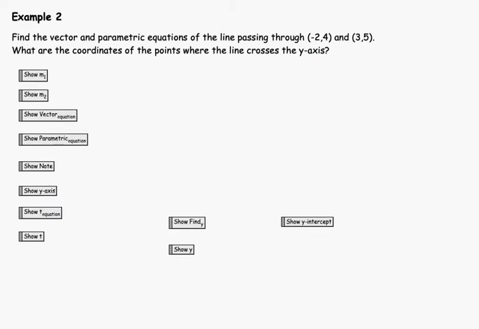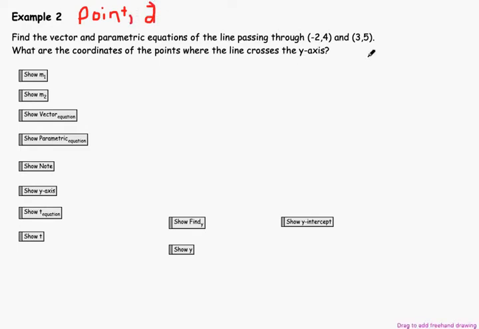Find the vector and parametric equations of the line that passes through negative 2, 4 and 3, 5. What are the coordinates of the points where the line crosses the y-axis? So the first thing we need is a vector equation. And what do we need to find a vector equation? So summarizing what we need: we need a point, and a direction vector, D. So we need a point and a direction vector.